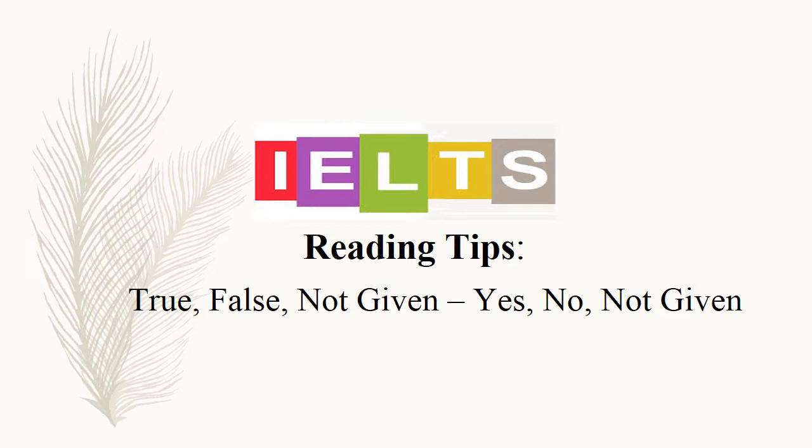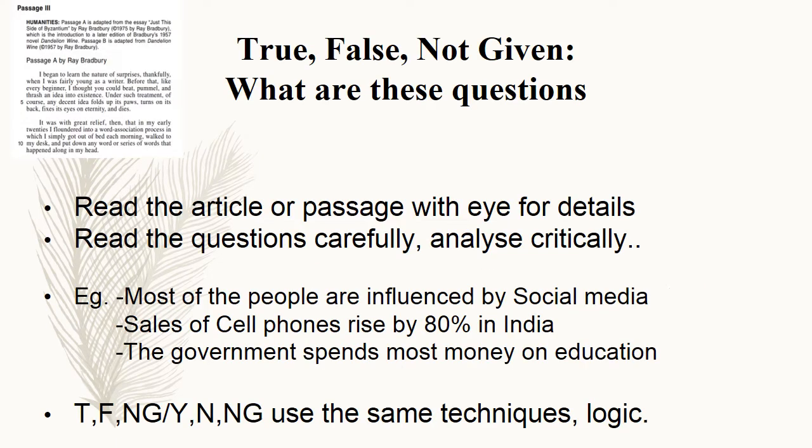We were talking about IELTS, various modules of IELTS and its preparation. Today, let's briefly talk about IELTS reading tips pertaining to true, false, not given, yes, no, not given questions. What are true, false, not given and yes, no, not given type of questions? What's the difference between them? How to understand and answer them appropriately, and what are the various tips to be followed in answering these questions? Very, very important and critical.